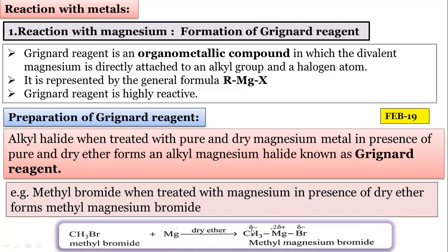Br is delta minus here, and we get the 2 delta plus charge on the magnesium. This methyl magnesium bromide or methyl magnesium chloride is called a Grignard reagent. Remember, this was prepared by the scientist Victor Grignard, who got the Nobel Prize for this reaction. This is very, very important. Methyl bromide, when treated with magnesium in presence of dry ether, gives methyl magnesium bromide, or you can take ethyl bromide or ethyl iodide in reaction with magnesium. This is one general example. You can take any alkyl halide, but you have to take magnesium metal. So this is the reaction with magnesium metal.